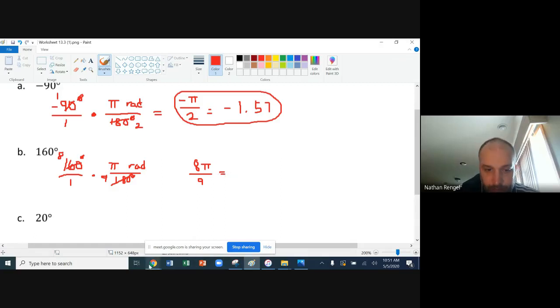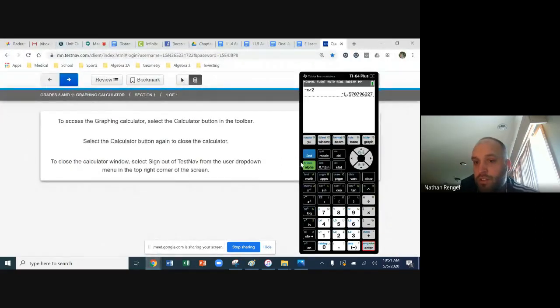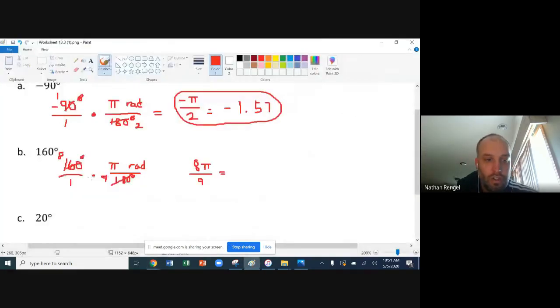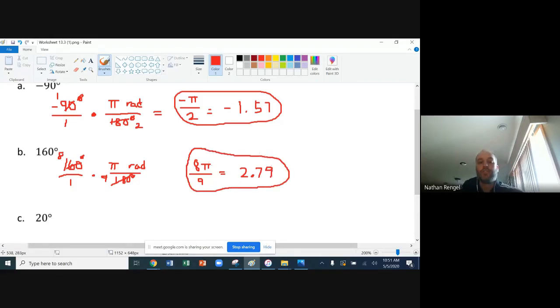Heading to your calculator, you can also use the fraction button, alpha y equals, open up your fraction. We'll put 8 pi up in the numerator, 9 in the denominator. There's going to be our decimal value. So nearest hundredth, 2.79. Perfect. So we don't need to round the 0.79 up at all or down. It's just going to be 2.79 radians. So there's our amount of arc length around the circle for 160 degrees. It's 8 pi over 9 for its arc length.